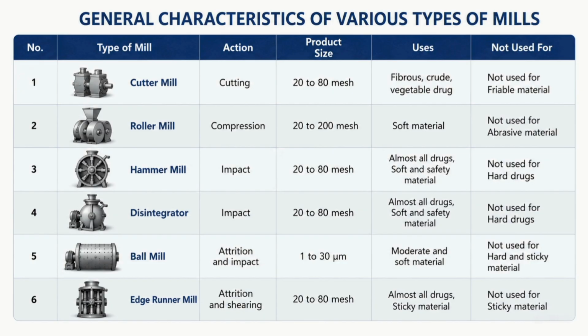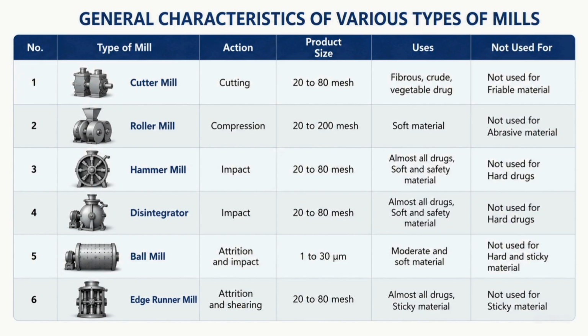And the second one is roller mill. Action is compression. Product size achieved is 20 to 200 mesh, used for soft materials and not suitable for abrasive materials. Third one is hammer mill. Action is impact, and the product size achieved is 4 to 325 mesh, used for almost all drugs, not used for abrasive materials.